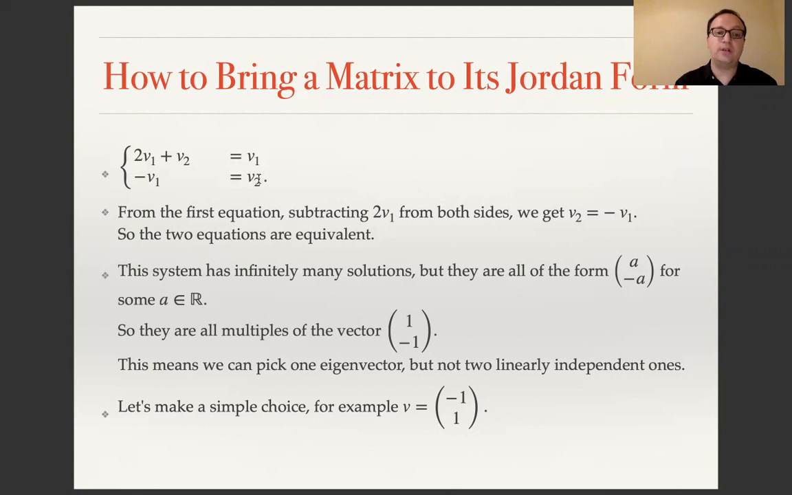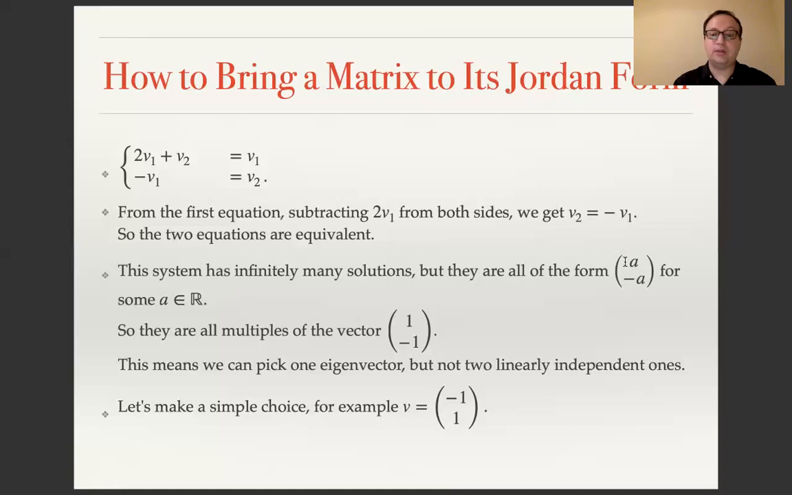So the two equations are equivalent to each other, and this system has infinitely many solutions, namely any vector such that the second component is minus the first component. So if the first component is some number A, then the second component is minus A. And all of these are acceptable except when A is equal to 0. So we don't want to use 0, 0 as an eigenvector.